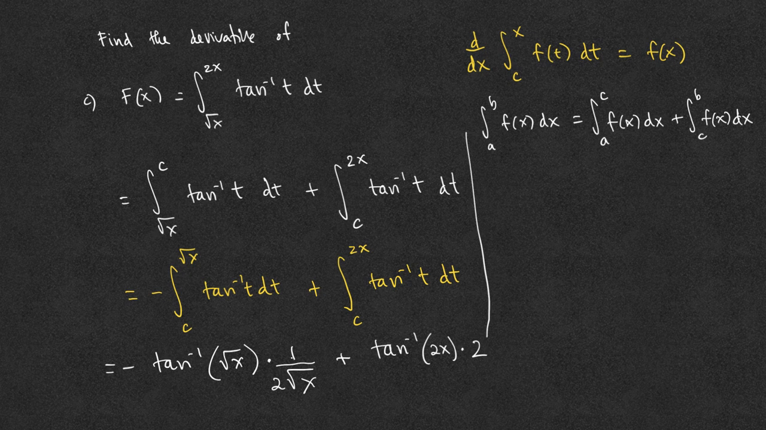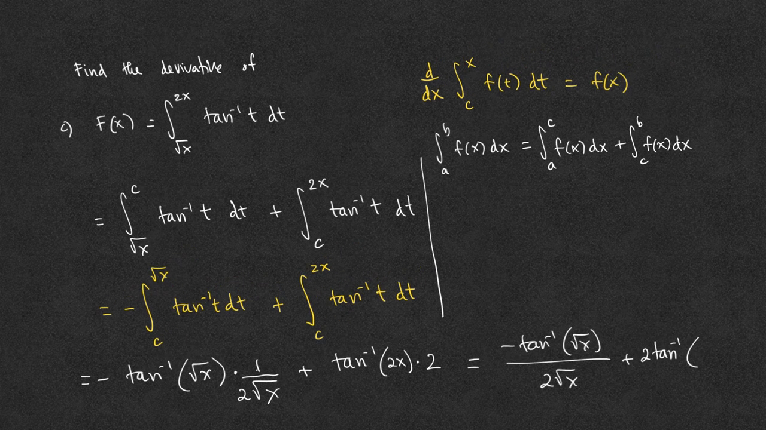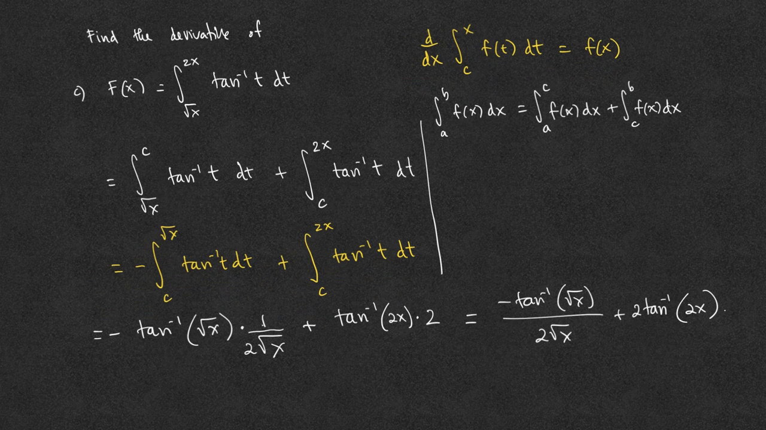And so the answer, we will simplify this. There's not much we can do here. We just simply rewrite it: negative tangent inverse of the square root of x over 2 root x plus 2 times tangent inverse of 2x. And this is the derivative of the given function.